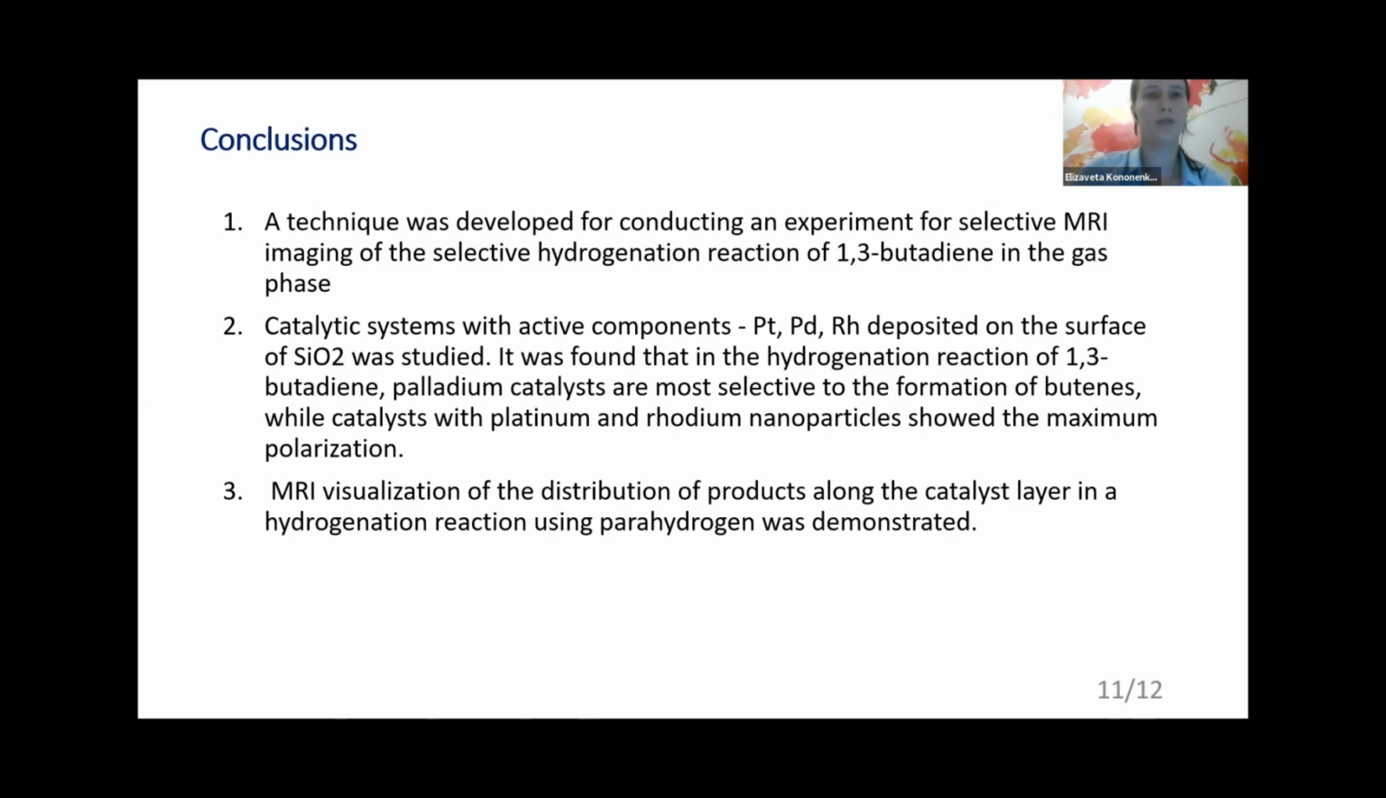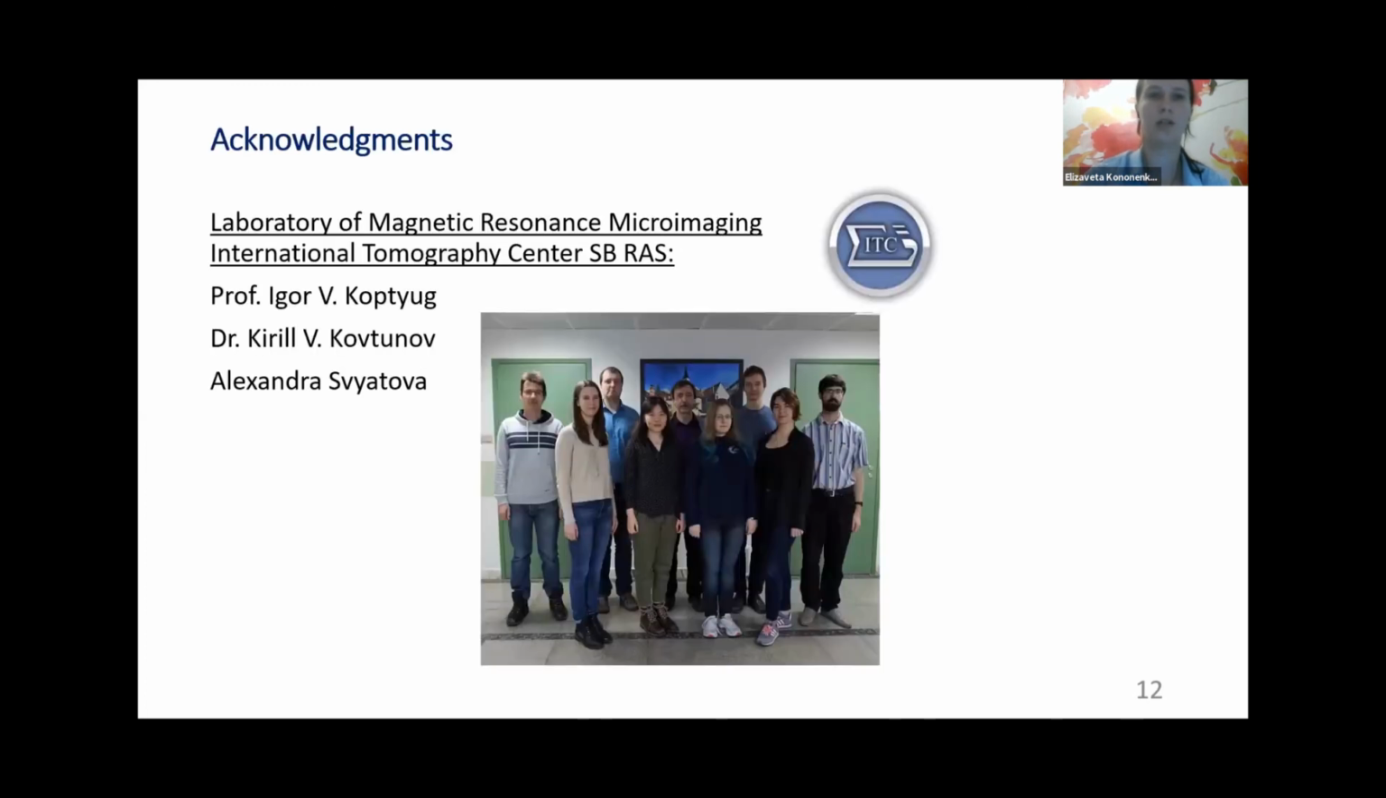And it was found that in the hydrogenation reaction of 1,3-butadiene, palladium catalysts are most selective to formation of butanes, while catalysts with platinum and rhodium nanoparticles showed their maximum polarization. And MRI visualization of the distribution of products along the catalyst layer in a hydrogenation reaction using parahydrogen was demonstrated.